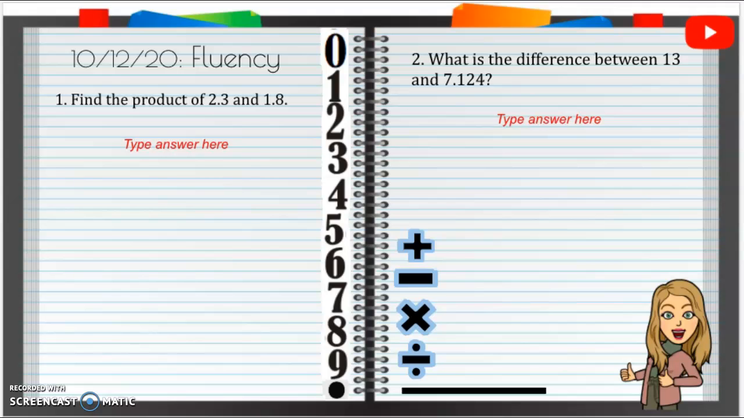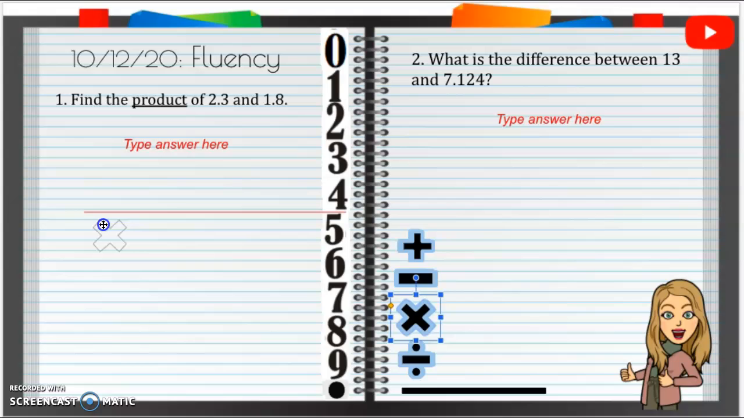October 12th, 2020, Fluency. Number 1, find the product of 2 and 3/10 and 1 and 8/10. What's that word product mean? Oh my goodness, yeah! The word product means we're going to multiply.